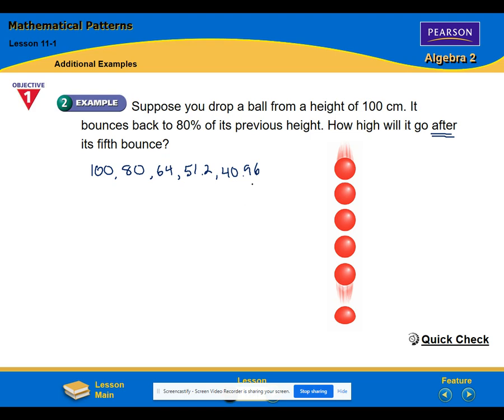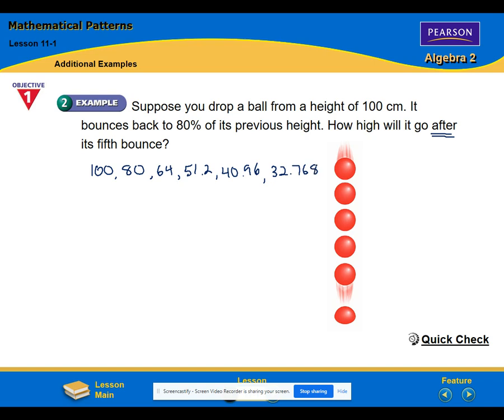No, that's not the answer, because 100 was not after any bounces. 80 is after the first bounce. This is the second bounce. This is the third bounce. This is the fourth bounce. We'd have to do this one more time, and that number is 32.768.